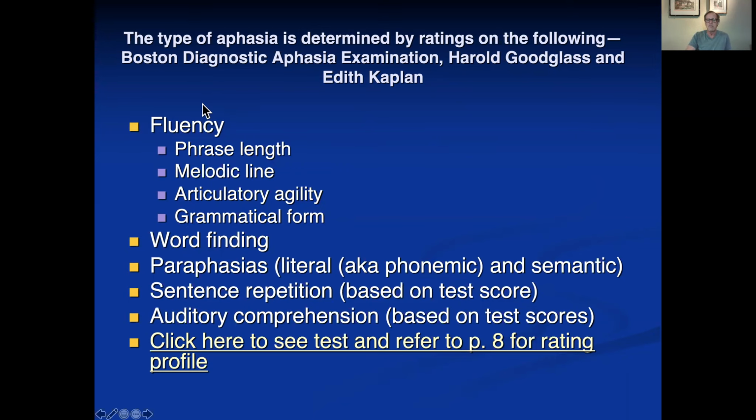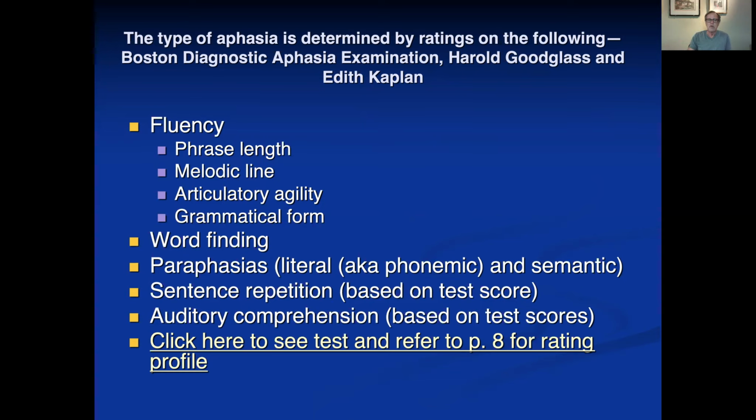And in addition to the objective language testing that's done, this is basically what they're looking at in terms of the information that's needed to assign a patient to a category, and that is fluency. Remember that table? Non-fluent or fluent. Yeah, everybody ends up into a non-fluent or fluent category. Here's how they do it. They look at phrase length, and I'll define that when we look at the test in just a moment. Melodic line, articulatory agility, and grammatical form. And then they also look at word finding in a subjective way that I will show in a moment.